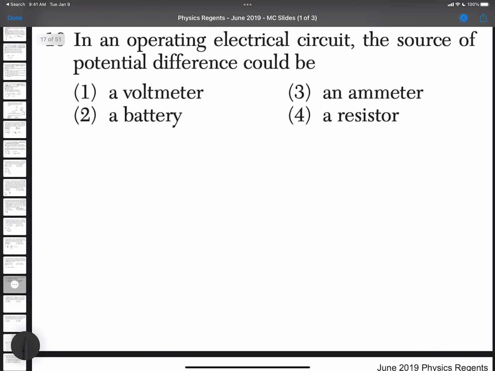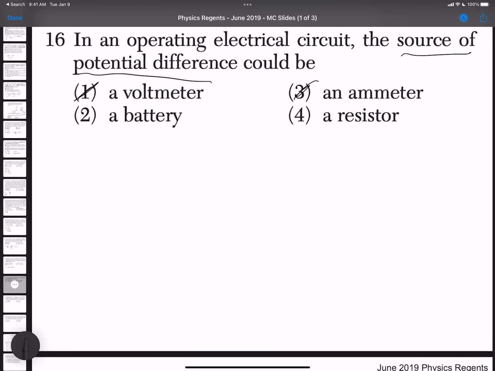All right, question 16. In an operating electrical circuit, the source of potential difference could be A. Well, a voltmeter and an ammeter are ways to measure potential difference and current, respectively. They are meters, they are not sources.